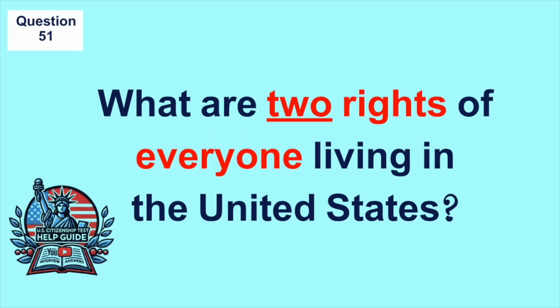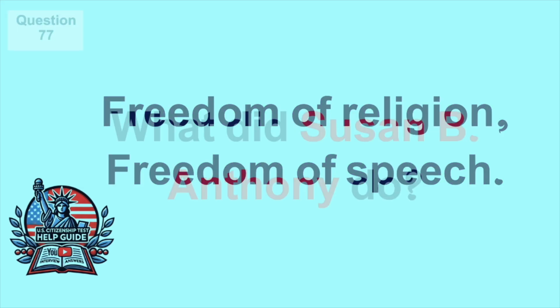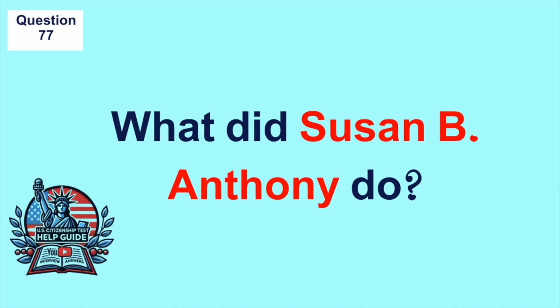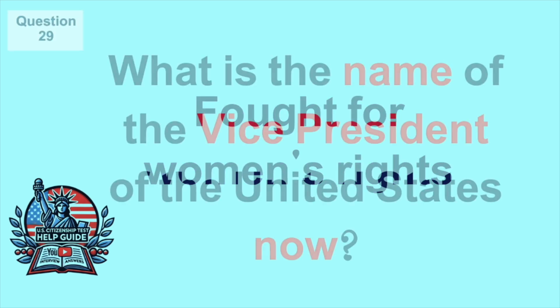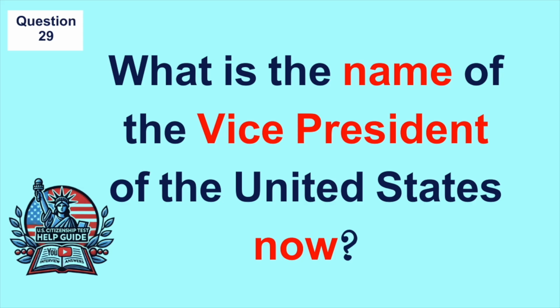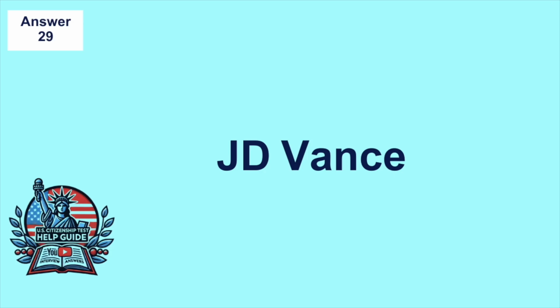What are two rights of everyone living in the United States? Freedom of religion, freedom of speech. What did Susan B. Anthony do? Fought for women's rights. What is the name of the Vice President of the United States now? J.D. Vance.